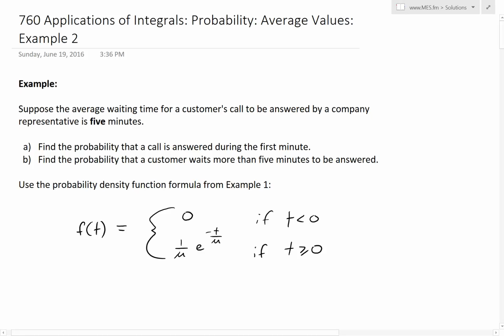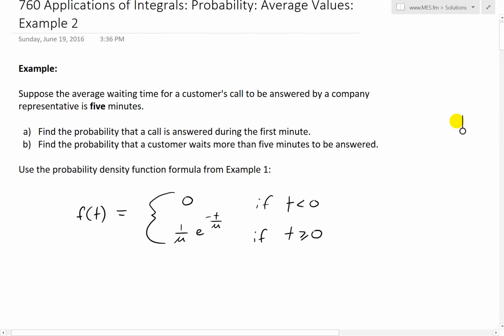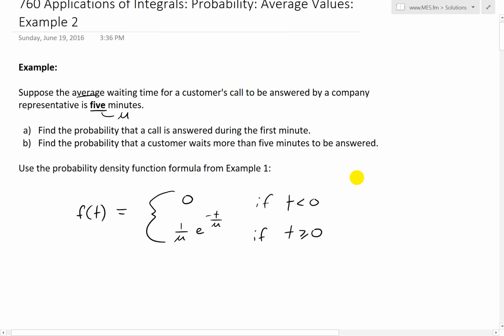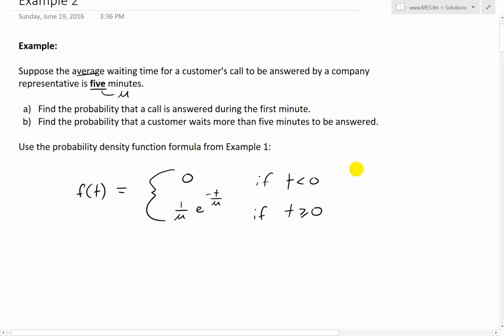Today we'll discuss further applications of integrals and look further into probability and average values. We'll look at example 2 of the example series and go over this example, which states: suppose the average waiting time for a customer's call to be answered by a company representative is 5 minutes. So this is the average value, and another way of writing average, the symbol for average or mean, is mu, the Greek symbol, which I went over in my earlier video. That's just traditional to use.